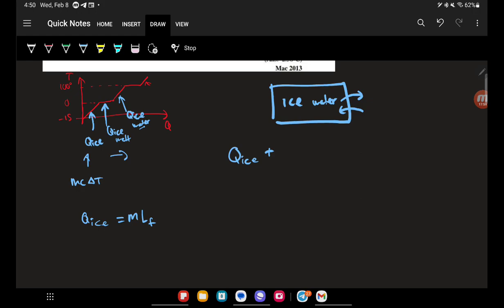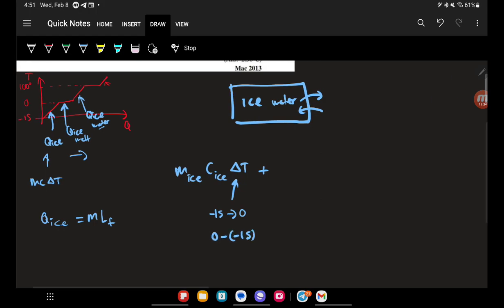Okay, going to that, we will have first m_ice, because this is from the ice, c for ice, which is the specific heat for ice, and then the change of temperature of the ice. Do remember here, the change of temperature of the ice starts from negative 15 to 0. So the operation for this delta T should be 0 minus negative 15.